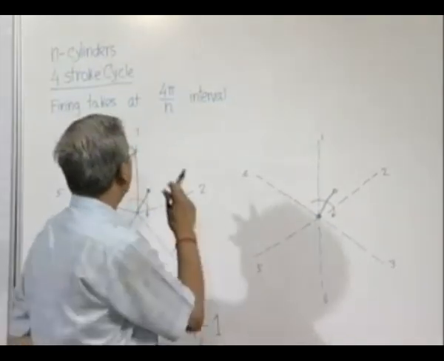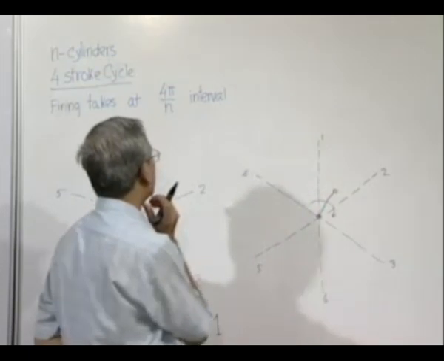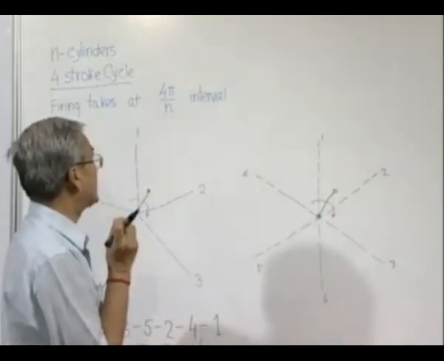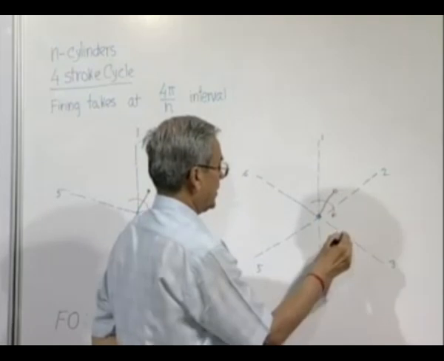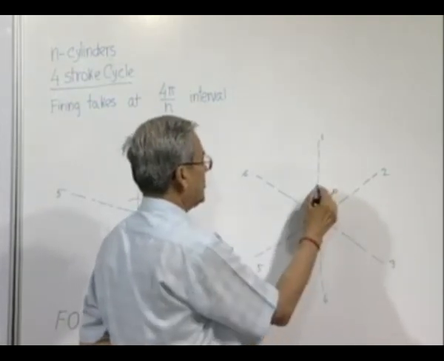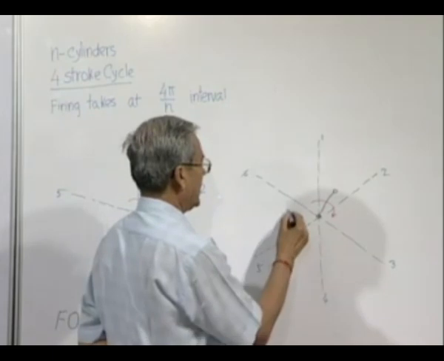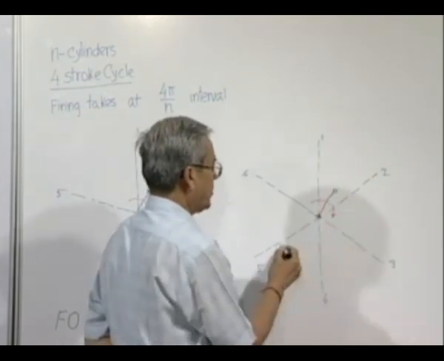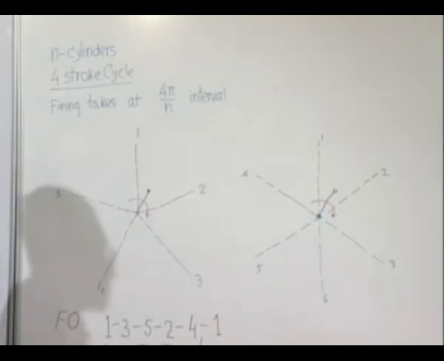But if it is a 4-stroke cycle, what will happen? The angle between consecutive firing will be 4 pi by 6, that is 2 pi by 3, that is this one. So first this will fire, then this will fire, then this will fire, then again this will fire. So you can see that 2, 4 and 6 are never getting a chance to be fired if we have to maintain firing at equal intervals of time.